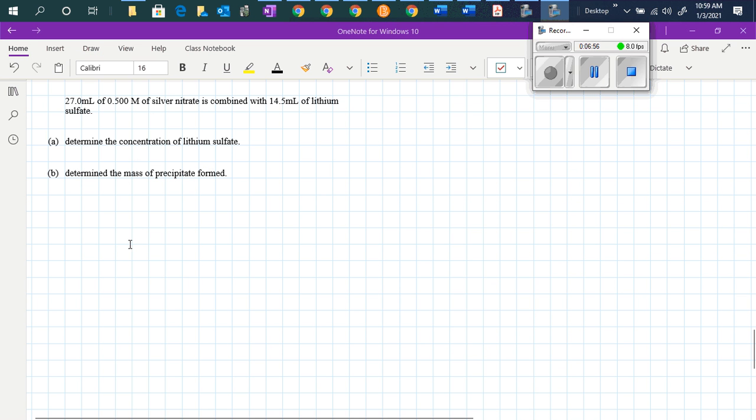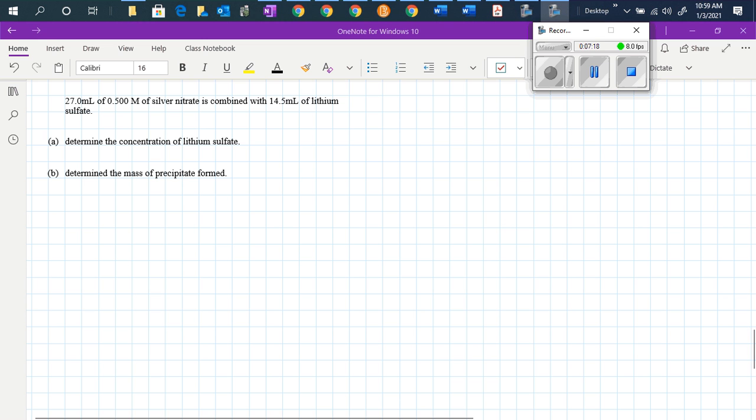So let's take a look now at this example. 27 milliliters of 0.500 molarity silver nitrate is combined with 14.5 milliliters of lithium sulfate. Determine the concentration of lithium sulfate and determine the mass of precipitate formed.